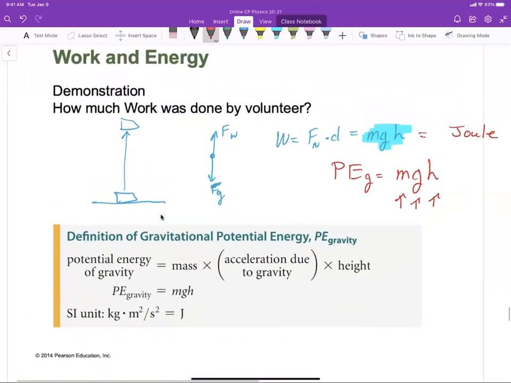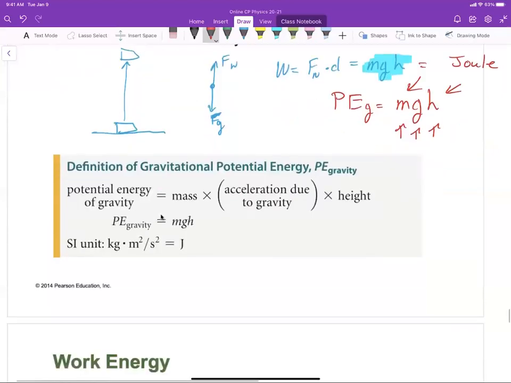Now, if she raises the book to a higher height, then the amount of work that she did had to increase, because she went a farther distance. And sure enough, the potential energy due to gravity also increased. If she raised a book that was twice the mass, she also had to do more work. So the amount of work that she did is related to how high she raised the book and the book's mass. And so that work is converted into energy.